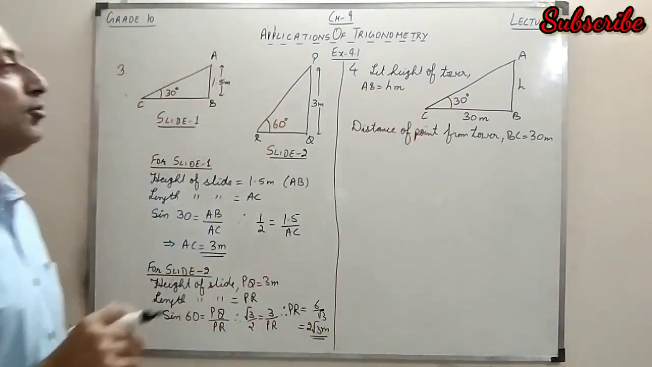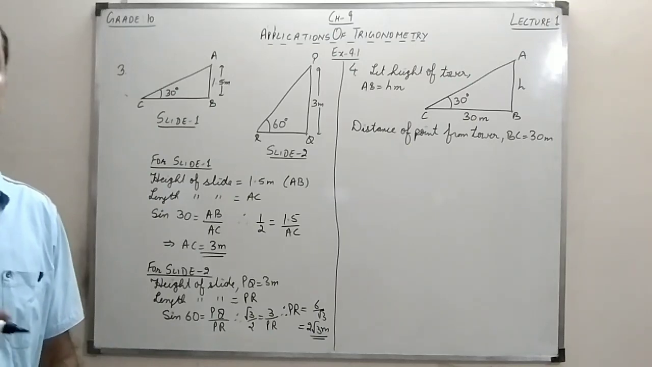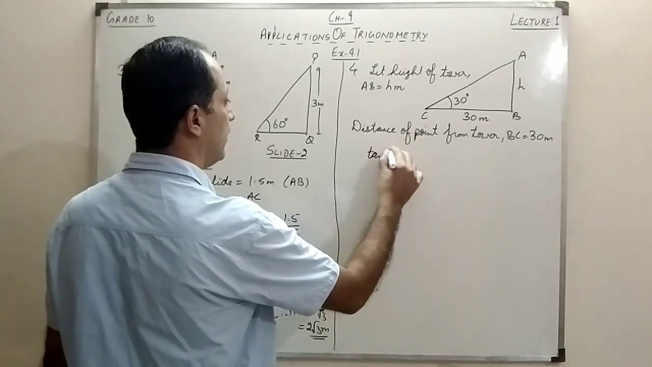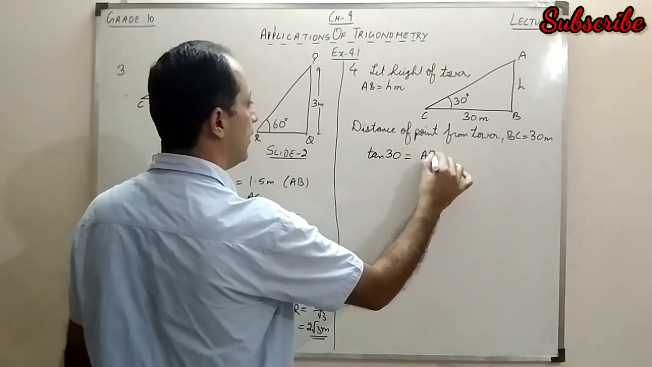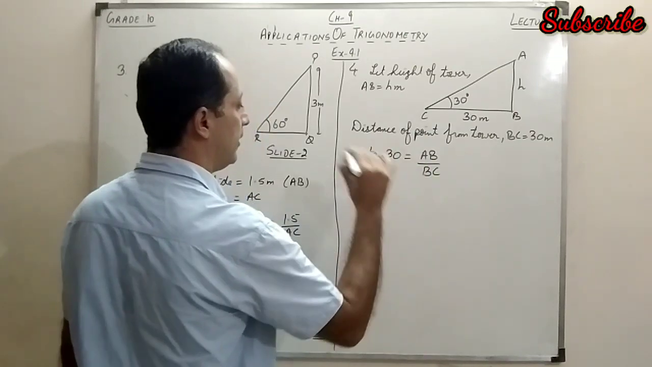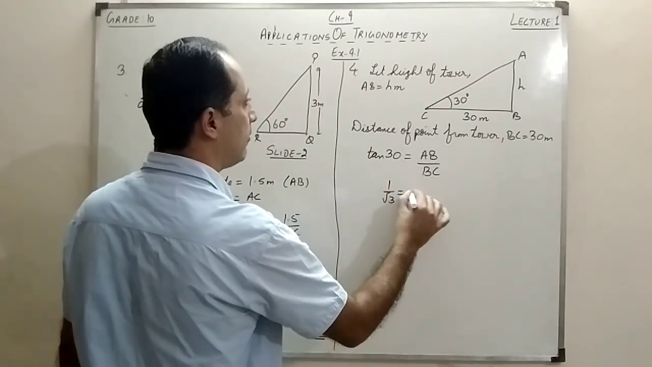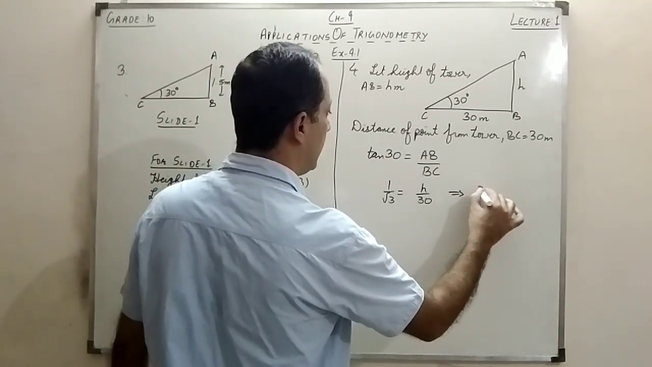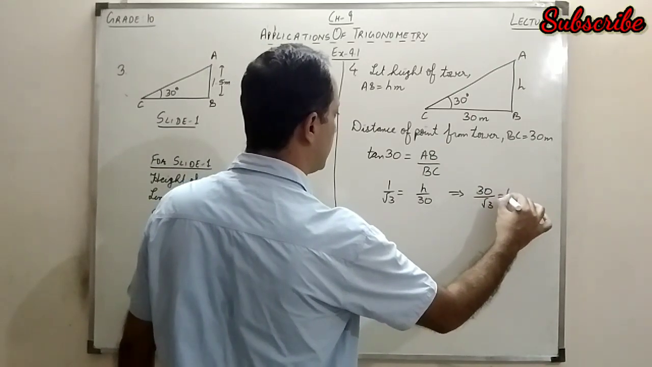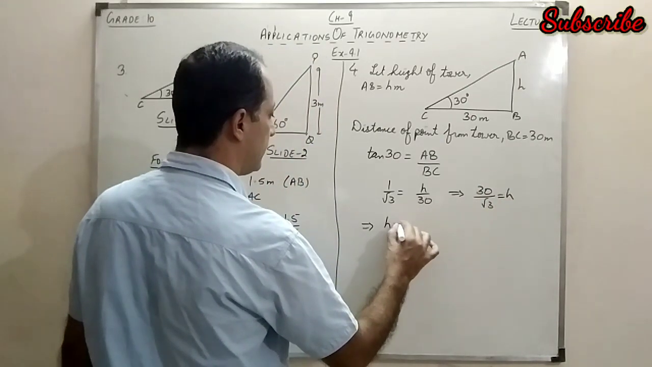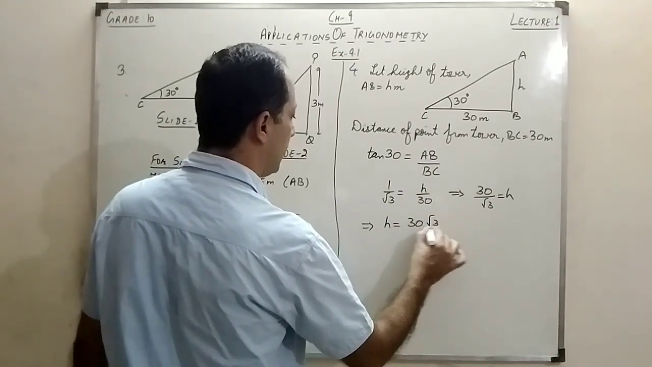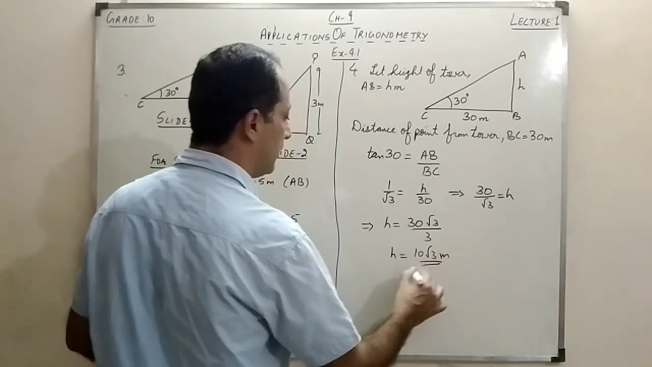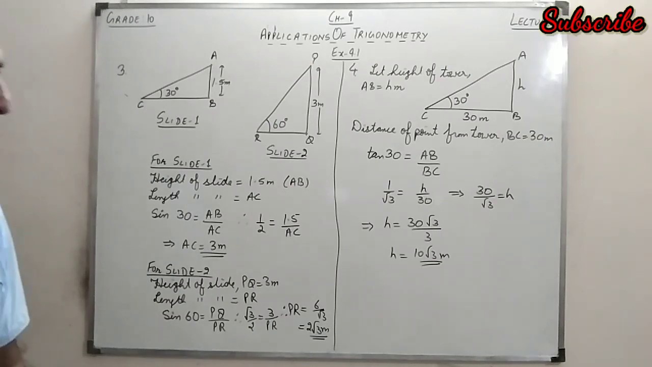Now again, if we compare the two sides with respect to the angle given, one is the opposite side and one is the adjacent side. So what we can do, tan 30 is equal to AB upon BC. Now tan 30 is 1 by root 3 equals h upon 30. Cross multiply, we get 30 upon root 3 equals h. Now if I rationalize, I get 30 root 3 upon 3, and this gives me the value as 10 root 3 meters.